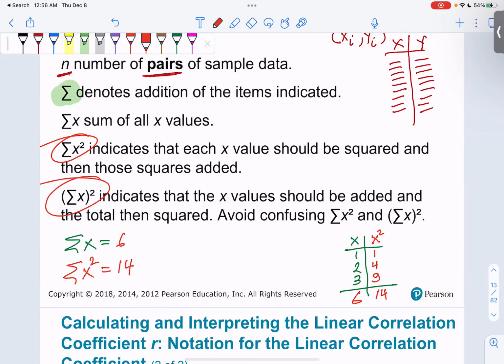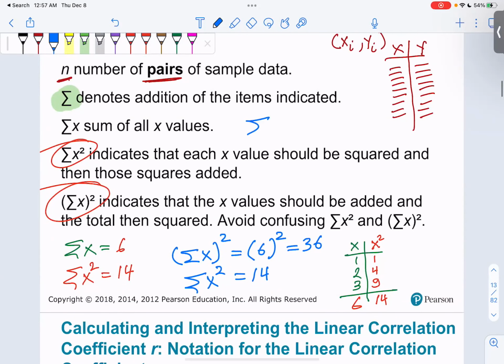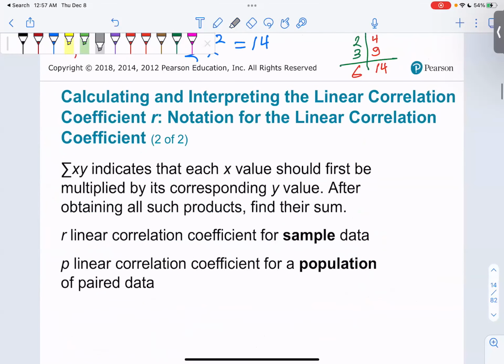And then the summation x all squared will be different. So this is the summation of x, 6, squared, which equals 36. But the summation of x square equals 14. So remember that the summation of x square is not equal to the summation of x all squared. This is really important. Many students get confused between those two values.